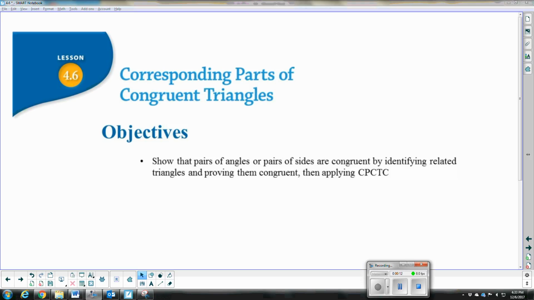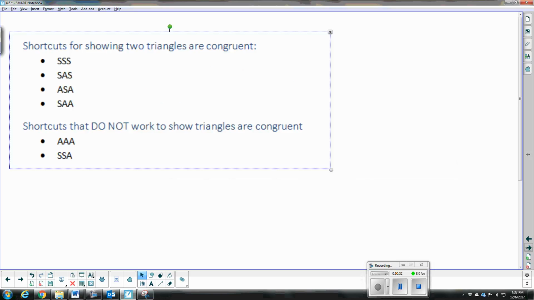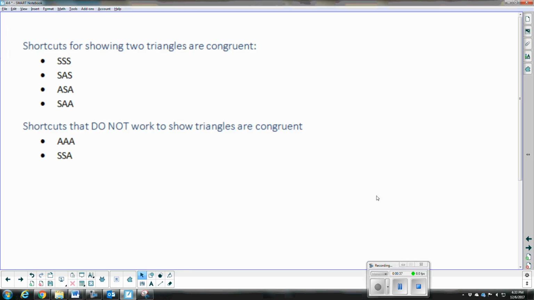So this whole chapter we've been working with congruent triangles. And in the last two lessons, we looked at a few shortcuts to prove triangles were congruent, and we went through some actual examples of how we know those shortcuts work and how we know some of those don't work. So here are shortcuts to show two triangles are congruent: side, side, side; side, angle, side, where the angle is an included angle; angle, side, angle, where the side is an included side; and side, angle, angle.